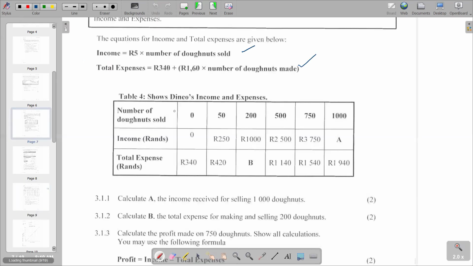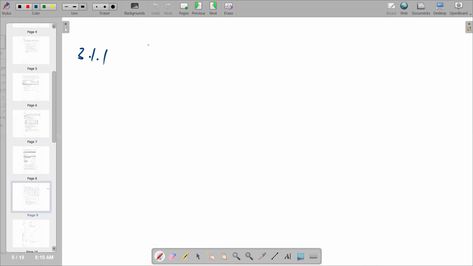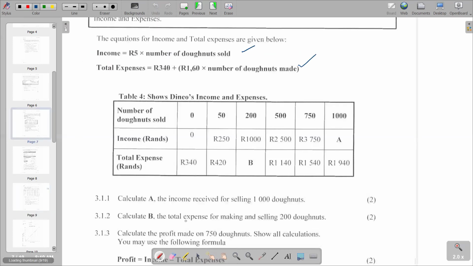We are saying 5 rand times 1,000, so you are going to get your answer as 5,000 rands. Then moving on to the next part, it's now saying calculate B, the total expenses for making and selling $200. So we need the expenses, and we know that the expenses formula is here, 340 plus 160 times number of dollars, of which number of dollars is 200. So we just substitute 200 into number of dollars, then get the total expenses.